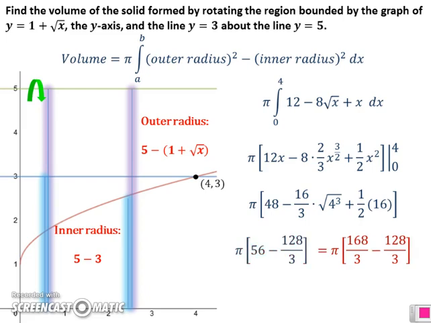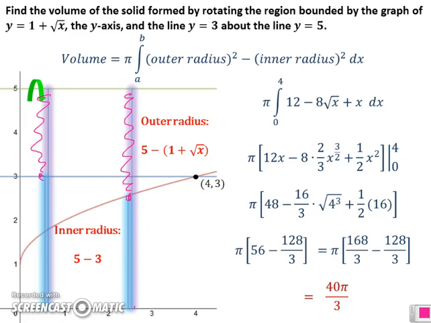Okay, final answer here, 40 pi over 3. So when you're integrating or revolving around a line other than the x or the y-axis, you have to create an expression that gives you the radius that you need. So in this case, I needed a radius that was 5 minus my curve and 5 minus this line here. And that gave me this piece, and that gave me this piece. Hopefully that makes some sense.